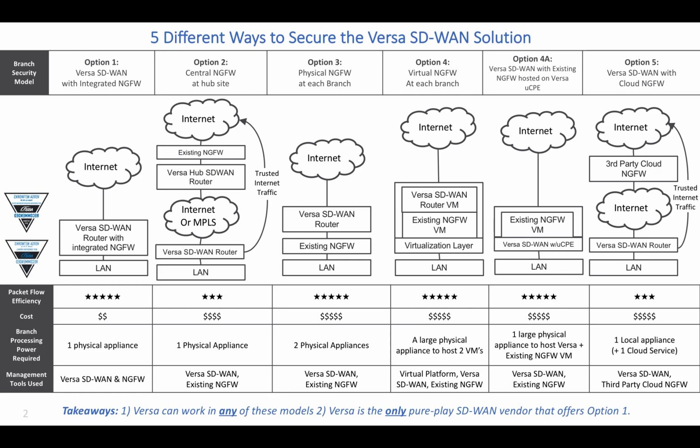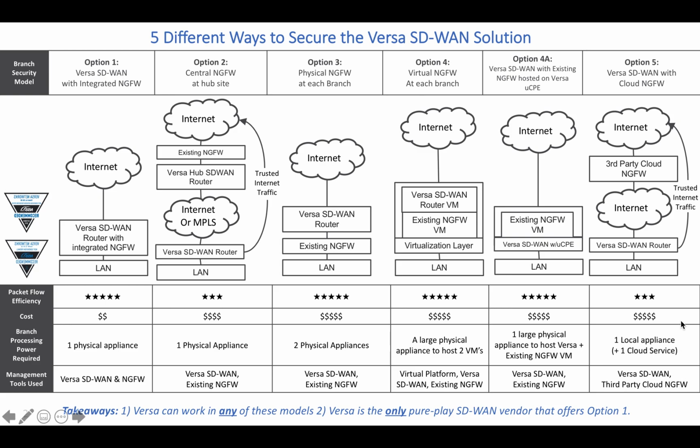So this is another option, and this does remove the third-party virtualization platform. So we're not having to manage both a virtualization layer, the SD-WAN solution, and the next-gen firewall. You just have to manage Versa and the next-gen firewall vendor.